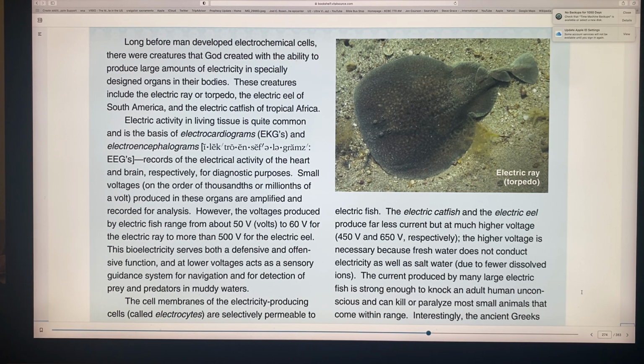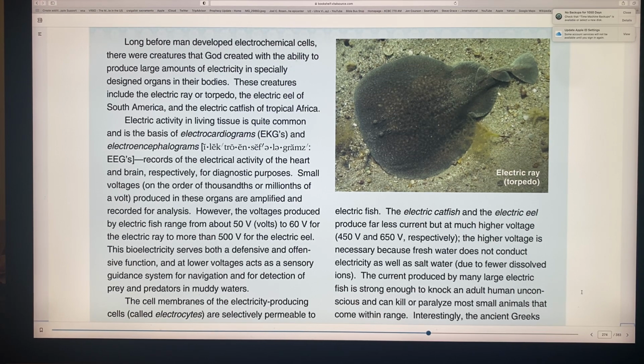The electric ray has 3,000 watts of electric power. The most powerful is this electric ray. It goes up to 3,000 volts or 3,000 watts. And the electric catfish has far less current but a higher voltage, up to 450 volts, because they live in fresh water. And of course, water doesn't conduct electricity as well, so they need more voltage.